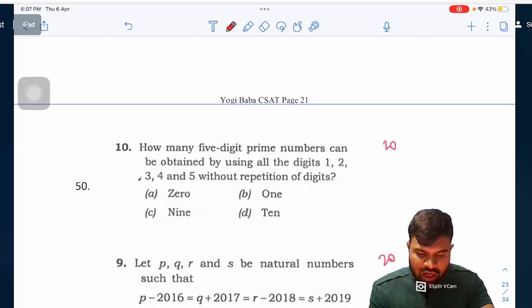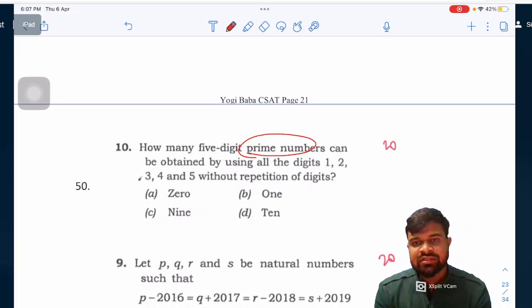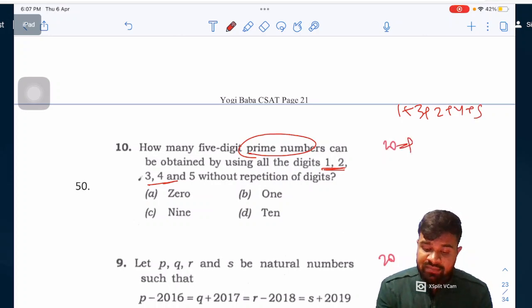So how many 5-digit prime numbers can be obtained by using all the digits 1, 2, 3, 4 and 5? See, prime numbers are numbers that are not divisible by any other number. Now see, check the sum of the digits: 1 plus 2 plus 3 plus 4 plus 5. This is 5 plus 4, 9. 9 plus 2, 11. 11 plus 4, 15.